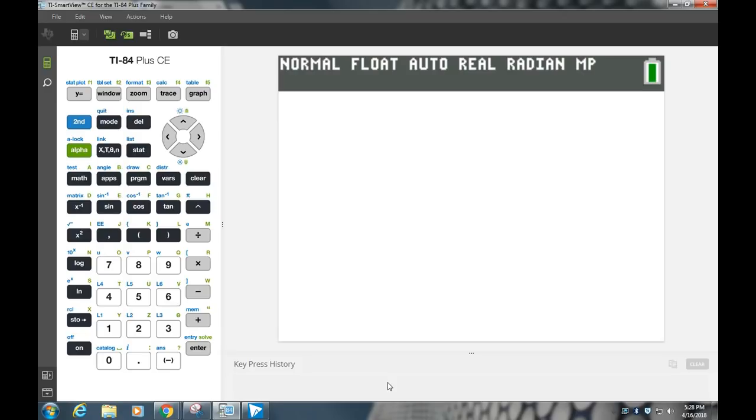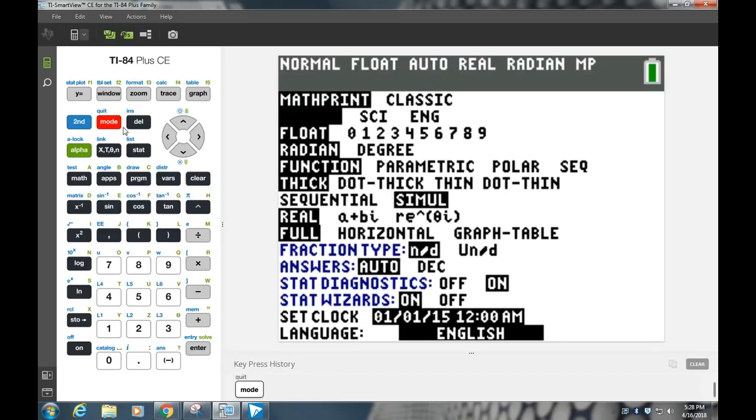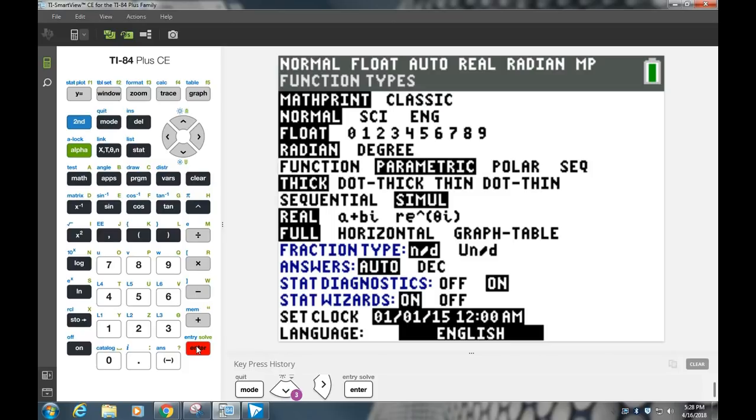The first thing we have to do in order to graph parametric equations is change our mode. If you go to mode, look down below radians, it'll say function, and next to that, it'll say parametric. That allows me to change my calculator mode to parametric, which means when I go to graph, I'm going to be looking for x and y expressed as a third variable. In this case, it's going to be t.